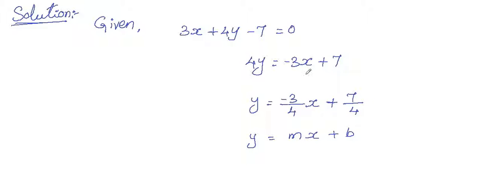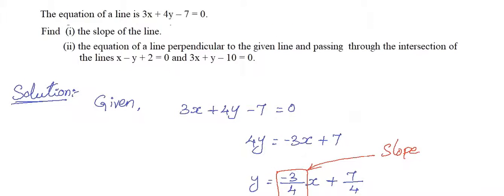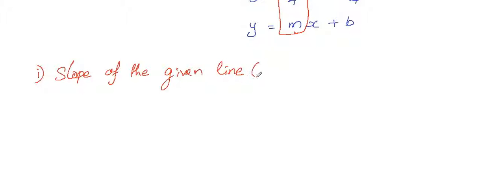Now compare this equation with y equals mx plus c, which is the slope intercept form, where m is the slope. So we can conclude that the slope of the given equation is minus 3 by 4. The slope of the given equation, m, equals minus 3 by 4.